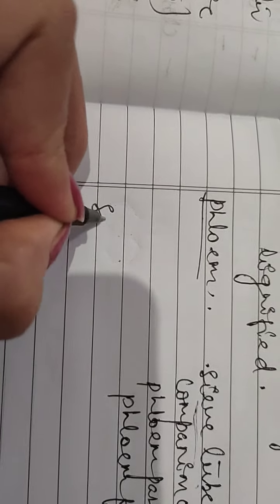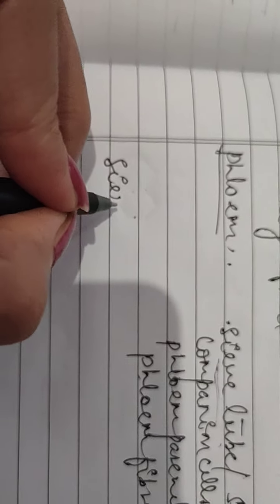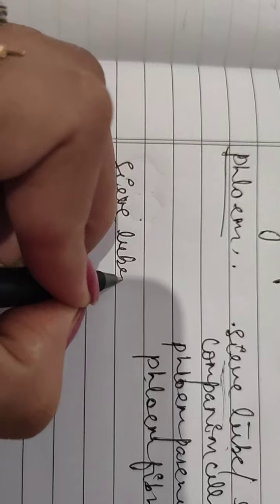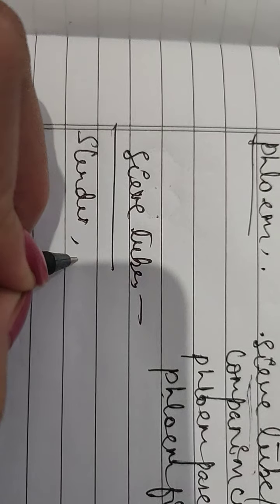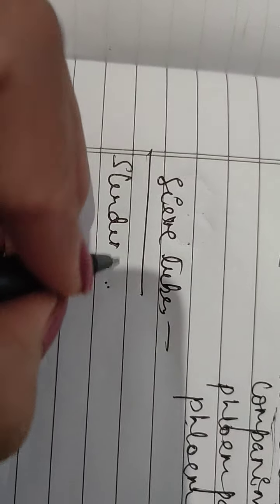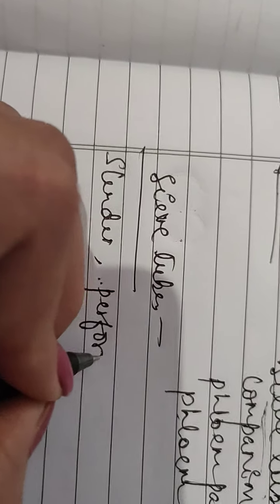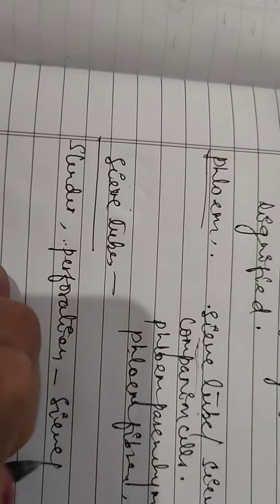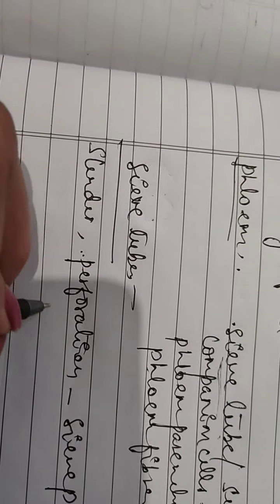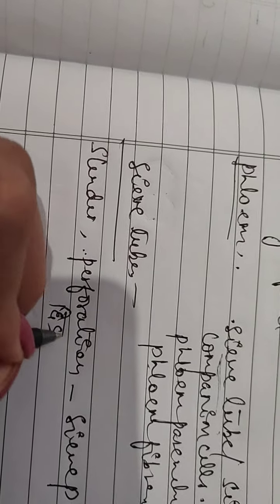So if we talk about the sieve tubes, these are slender tube-like structures composed of elongated thin-walled cells, and there is perforation. This is also called sieve plates. Perforation means chhidra, ched.